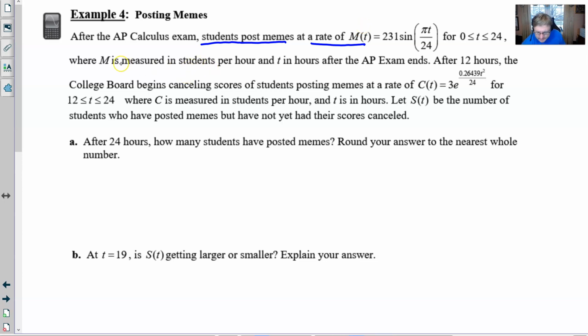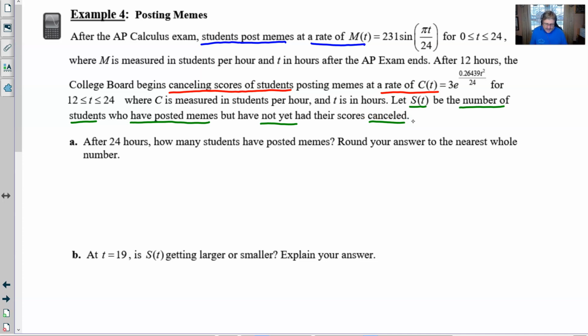And then students are going to have scores canceled, right? So scores are canceled of students at a rate of C, C for cancel. Notice that C is also going to be a rate. And then when it gets to S of t, that is not a rate, it's an actual number of students. And the criteria is they've posted memes, but have not yet had their score canceled. So we've got really three things that we're juggling here.